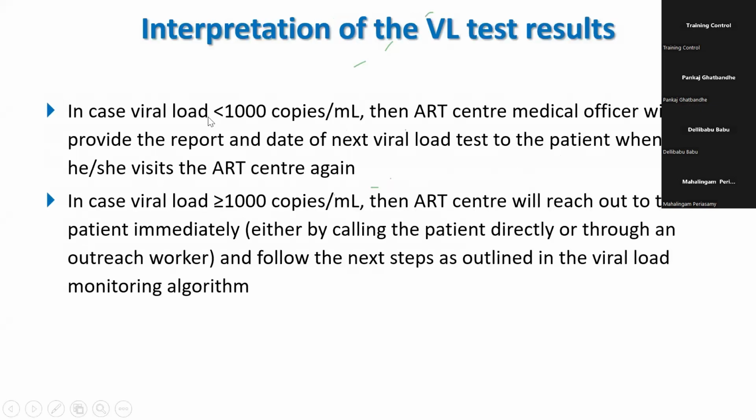Okay. So if the viral load copies are less than 1000 copies per ml, then they provide the report and ask the client to come the next visit. Next month when they are coming, they can come and collect the test result. If it is more than 1000 copies per ml, then the ART center has to reach out to the client, either through a phone call or through the outreach worker, call the patient directly, and then follow the steps as given in the viral load monitoring algorithm, which we had discussed.